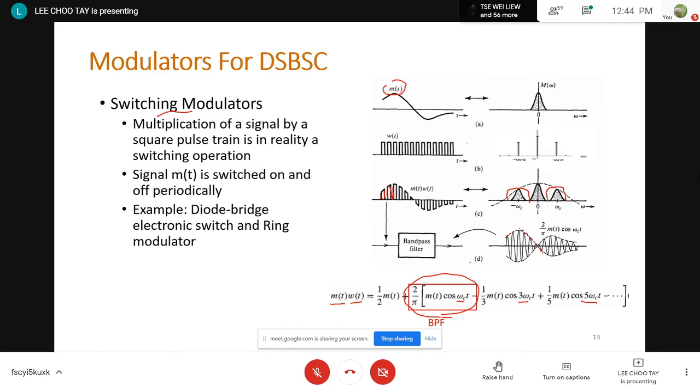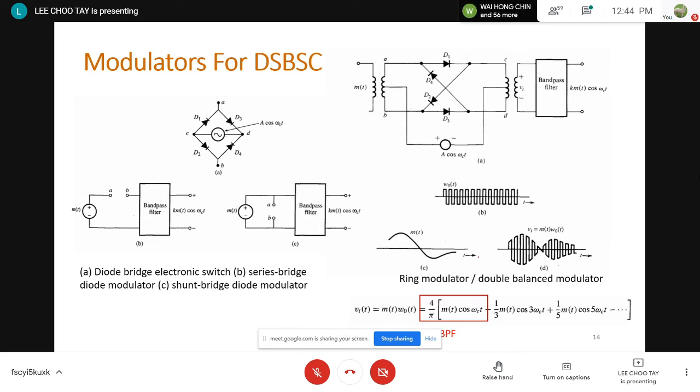Okay, so that is for switching modulators. You can also use a diode bridge. We make use of a series of diode bridge. You can put it in series mode or in shunt bridge mode. Either one will again give you the double sideband suppressed carrier signal after you pass the signal through a band pass filter.